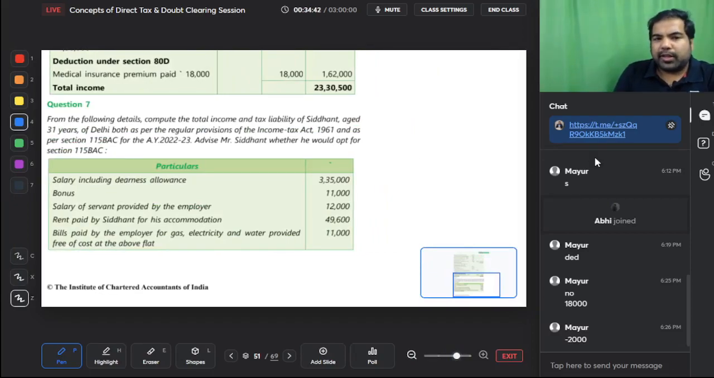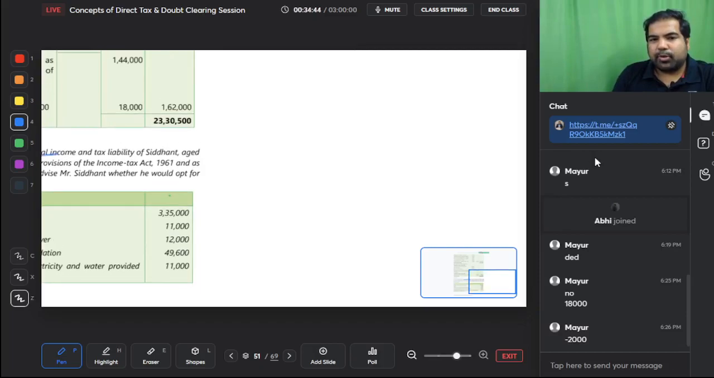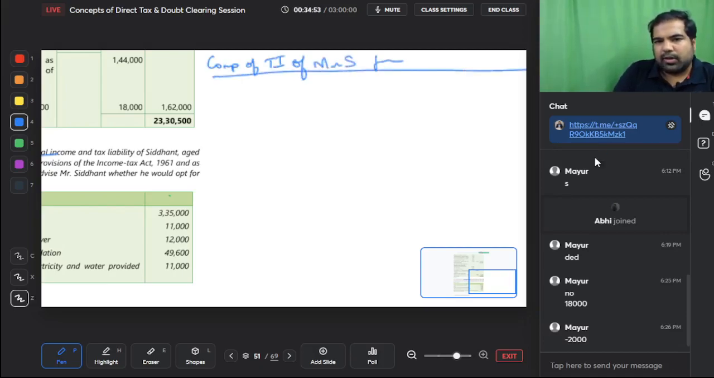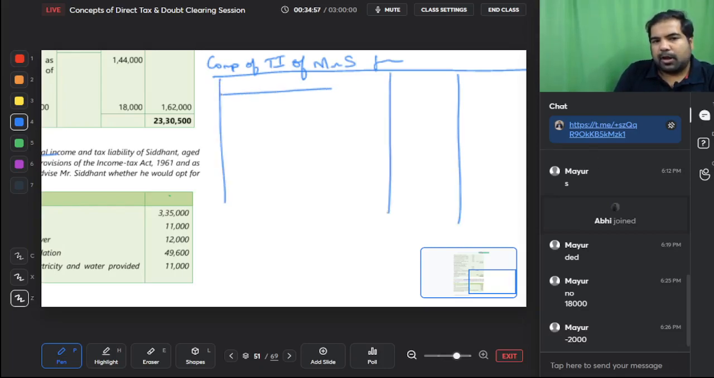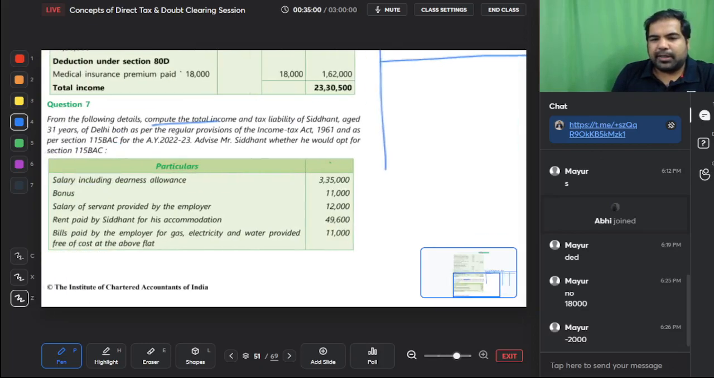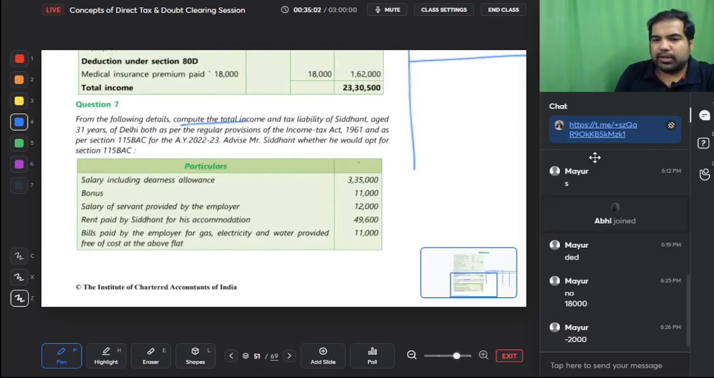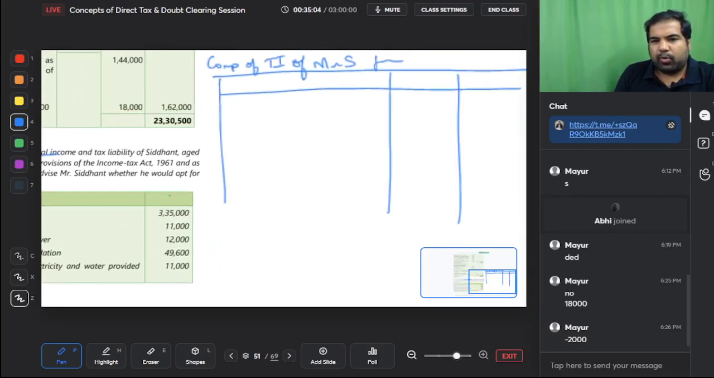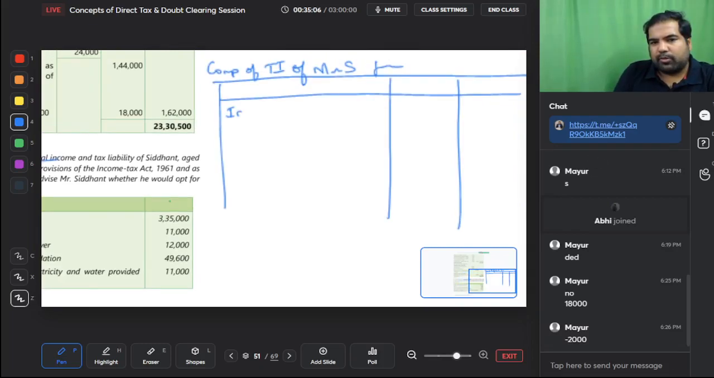So following are the details, compute the total income. So let's start computing. You will write like this: computation of total income of Mr. S for the year, etc. And you will make 2 columns, amount and particulars. Now, basically this is salary including dearness allowance, etc. So if you want, you can write it here only, income from salaries. And you can start calculating. Any working notes we will write in the working notes.